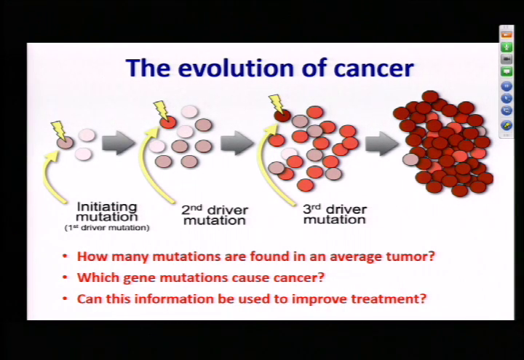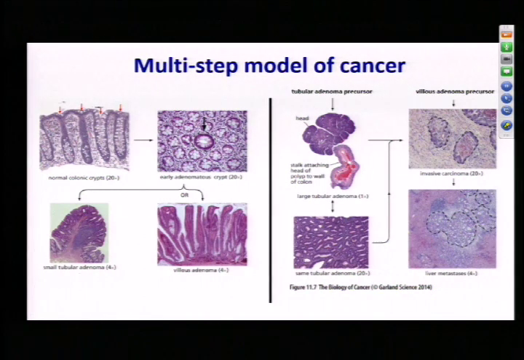There are these nagging questions, though, that we're beginning to be able to address with genome sequencing, such as how many mutations are found in an average tumor. We know it requires many mutations, but how many exactly? Which gene mutations cause cancer? There are over 20,000 genes in the human genome. Which of those are associated with cancer when mutated? And then, most importantly, can we do anything with this information? Can we use this information to improve cancer therapy and improve outcome for patients? So these are some of the questions we'll delve into here today.